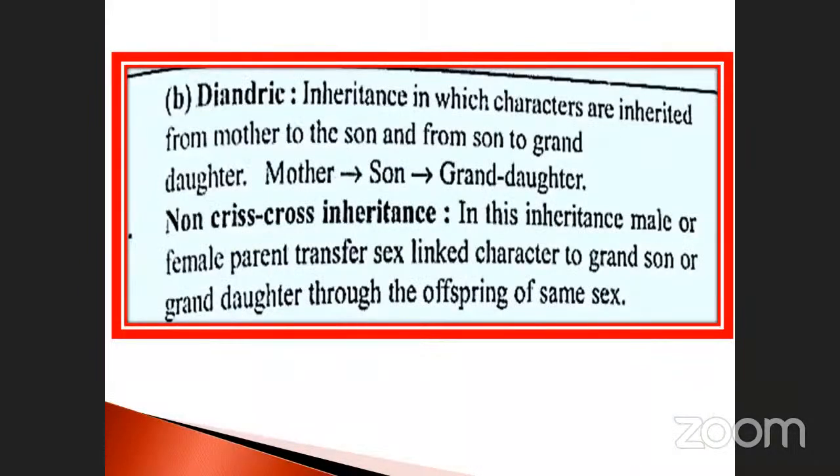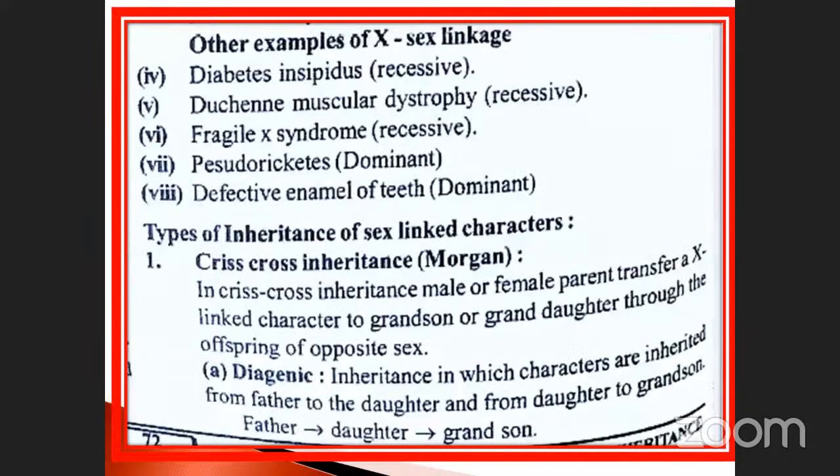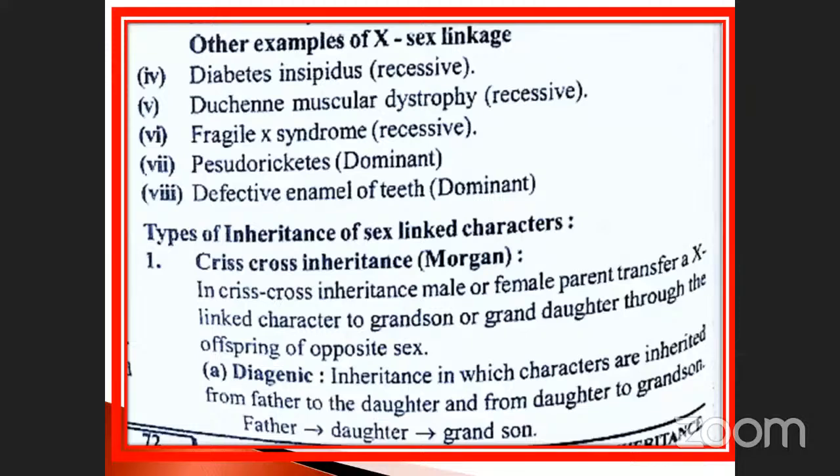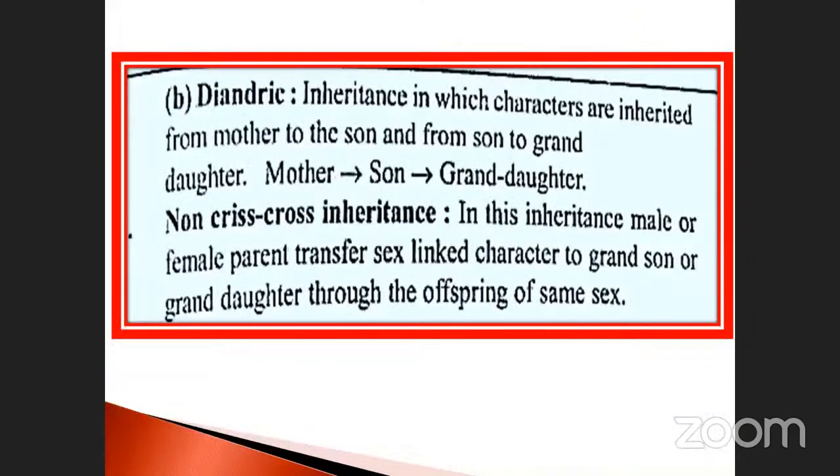Diandric. Inheritance in which characters are inherited from mother to son and from son to granddaughter. Here, see here. Diagenic: father, daughter, grandson. See here. And mother, son, granddaughter. Okay, here the starting is mother. Here the starting is father. Okay. Father means male, then female, then again male. Okay, see here. Here the starting is female, offspring is male.